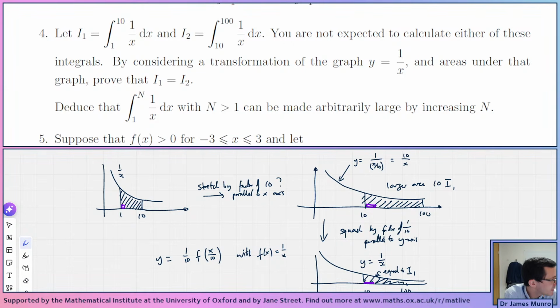Why are we multiplying by 1/10 if it's a vertical? Well, at the moment it's 10 over x, and I'm trying to get it back down to 1 over x. What should I say for that? Should I say stretch by a factor of 1/10? Would that be less confusing?